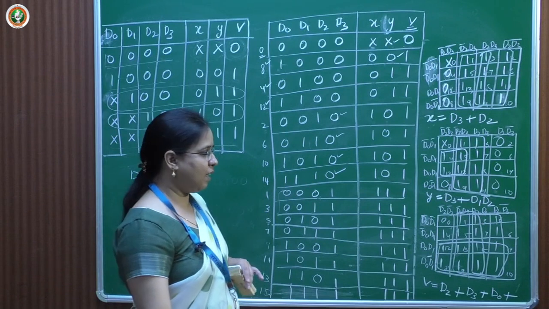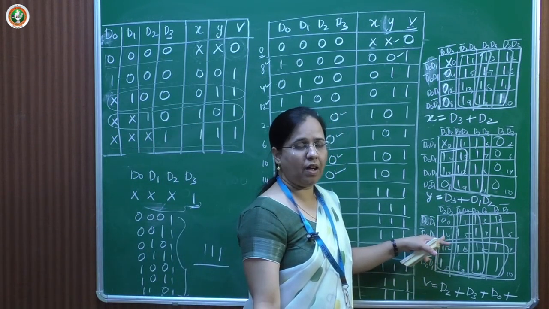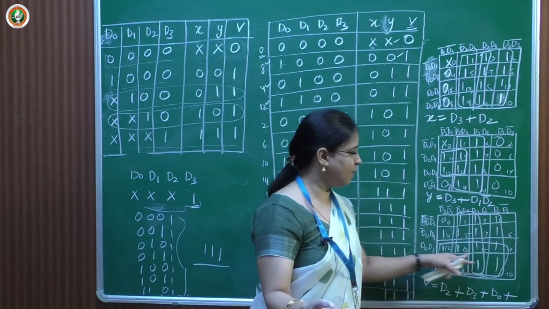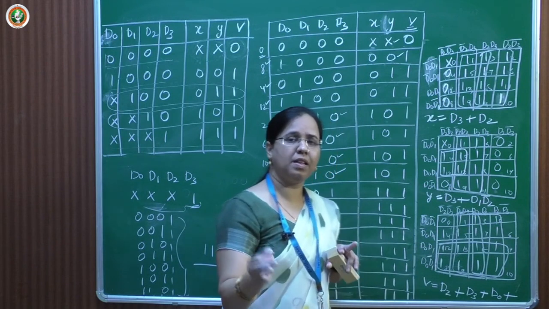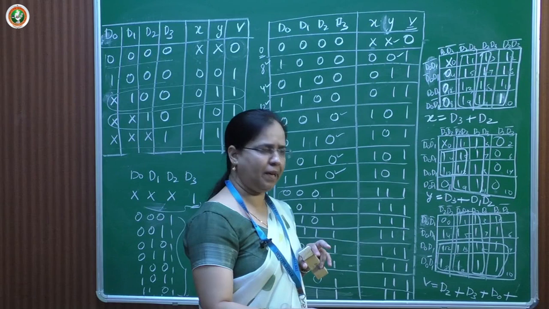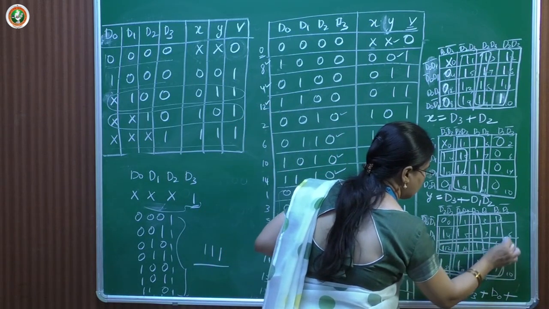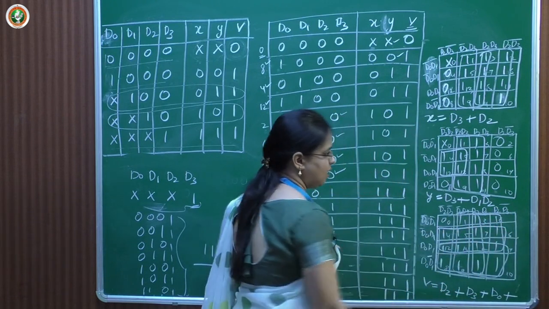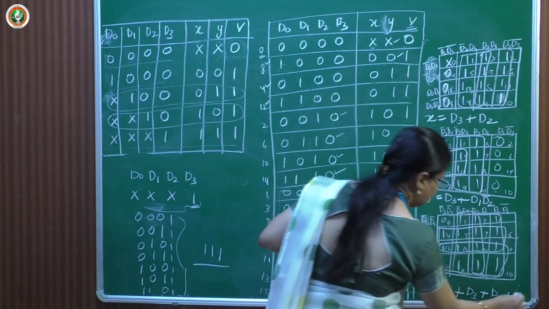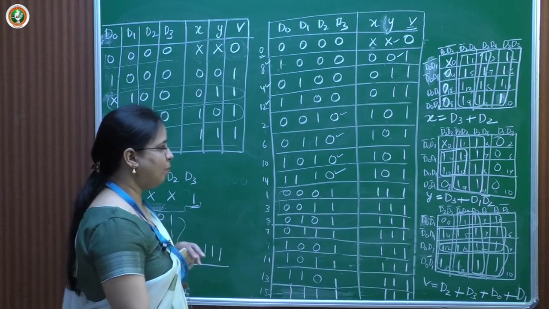Will I be forced to think, can I make it as an isolated one? No, I have to start from the largest group. Try to include it in an octet. If octet is not possible, then go for quad. If quad is not possible, then go for your pair. Here in our case the octet is possible, so I'm going to include this in this octet. For this octet, I am going to get the value as D1. I hope it is clear.